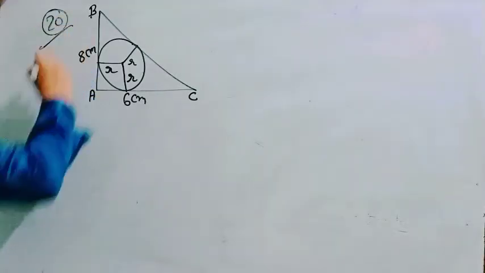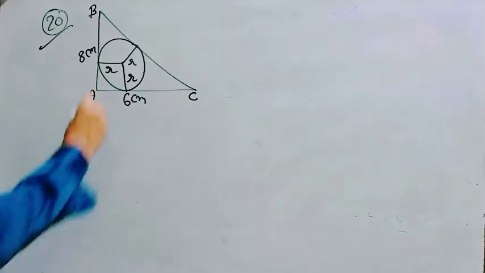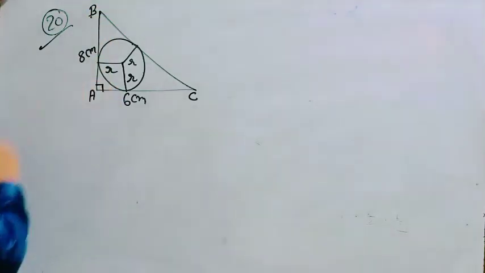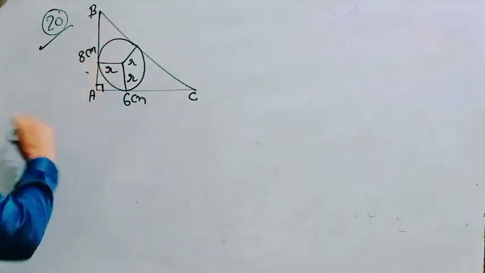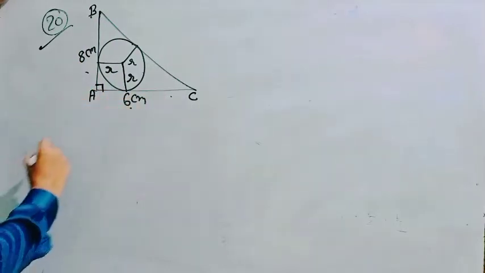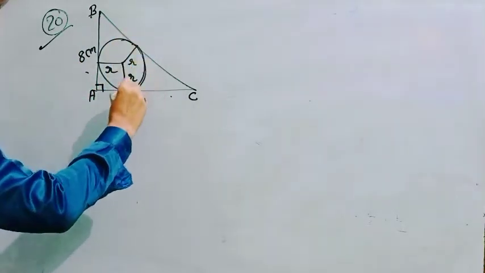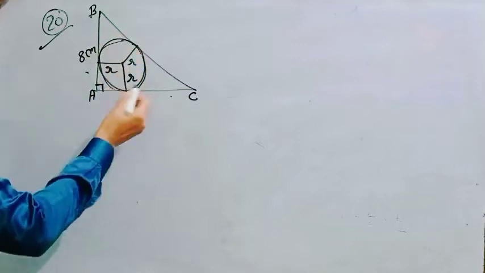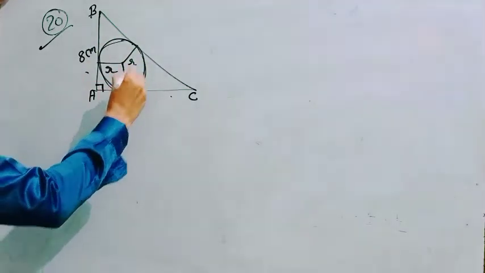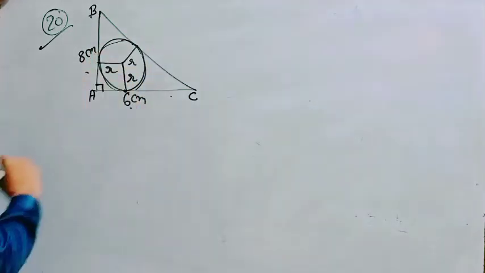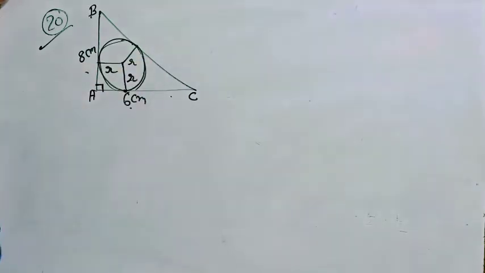Now see question number 20 of the examples. ABC is a right angle triangle. AB is equal to 8 cm, AC is equal to 6 cm, and a circle is inside of the triangle, that is the incircle, which touches the sides at points here, here and there. You have to find the radius of this circle.